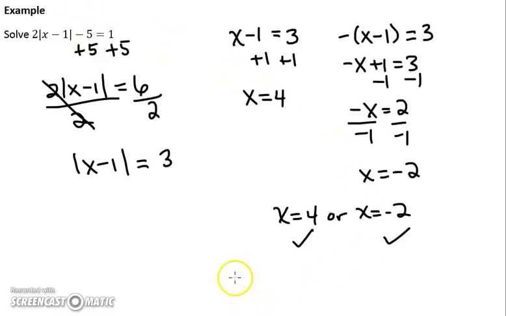So the big thing that we need to make sure we keep in mind is to isolate your absolute value. Once you've isolated your absolute value, the subject of your absolute value equals the number, and the opposite of your subject equals that number, and then you just solve from there.